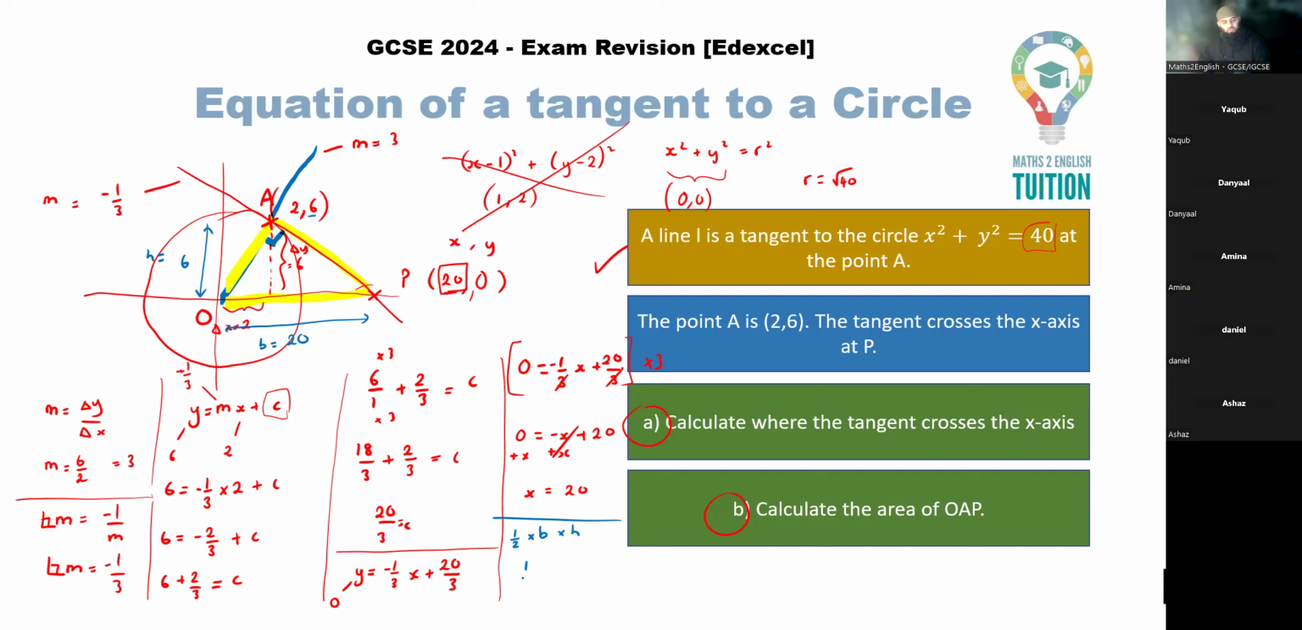So half times base, which is 20, times height, which is 6. I can cancel this out and get 10 times 6, which is 60. So the area is 60. There are no units for it. If it was centimeters, it would be centimeters squared. So the area of OAP is 60.